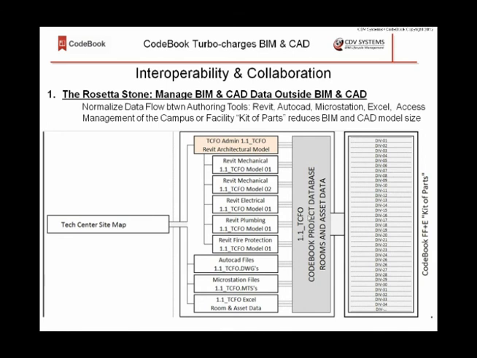And because we can map parameter information back and forth, we can then take the parameter changes that have occurred at the kit of parts, and if we want, we can link it to the Revit models and pass that data back and forth into the models or into the AutoCAD files or into the MicroStation files.